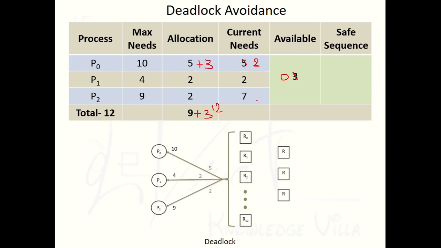Let's try another way. We start with process P1. Out of the 3 resources, we allocate 2 resources to process P1.